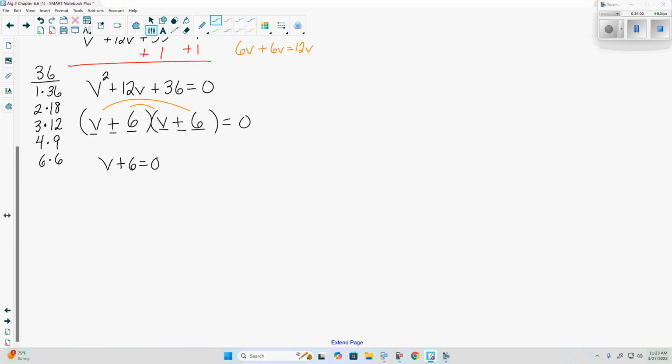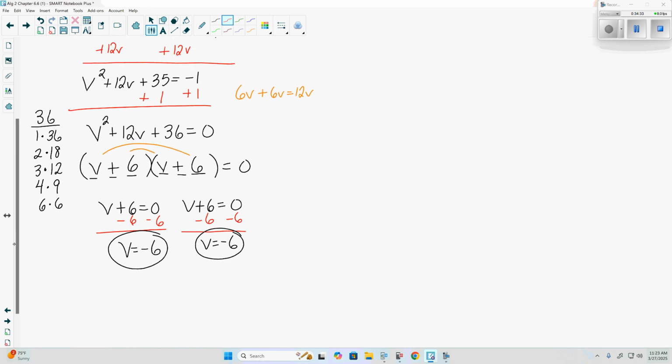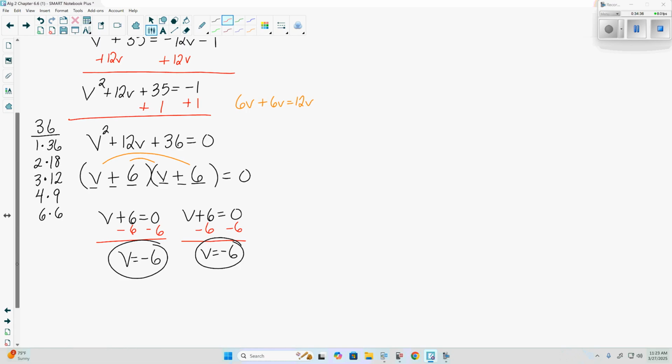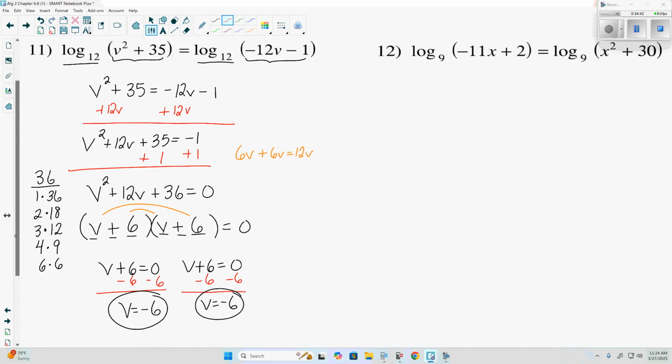And lastly, to solve, we're going to use the zero product property that states that anytime we have two or more things multiplied together to equal 0, one of them is going to have to be 0. And incidentally, when we solve both of these here, we end up getting that v is equal to negative 6 in both cases. Questions on how we solve this here?